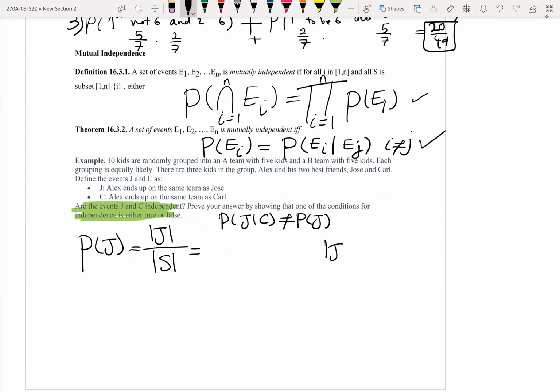What's the probability of Jose and Alex to be in the same team? There are 5 people in a team. So you can select Alex and then Jose, then you have 3 other people to choose.